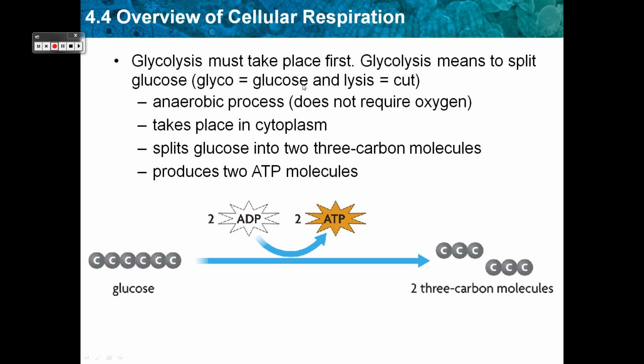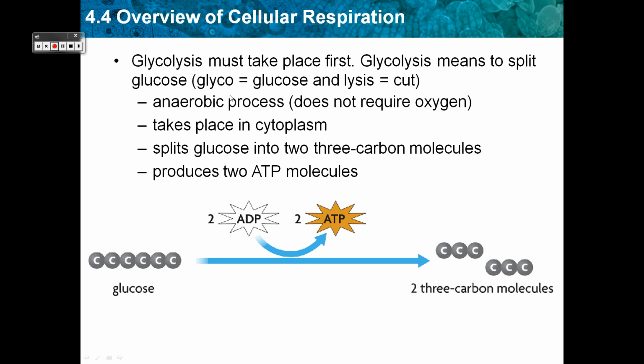Glyco means glucose and lysis means to cut. It's an anaerobic process. It does not require oxygen. So anaerobic means does not need oxygen. It happens in the cytoplasm of the cell, so outside of the mitochondria. And because it doesn't need a mitochondrion, glycolysis happens for every cell on Earth that is alive. For example, prokaryotes, which do not have a mitochondrion, still do glycolysis because they have the necessary proteins in the cytoplasm.